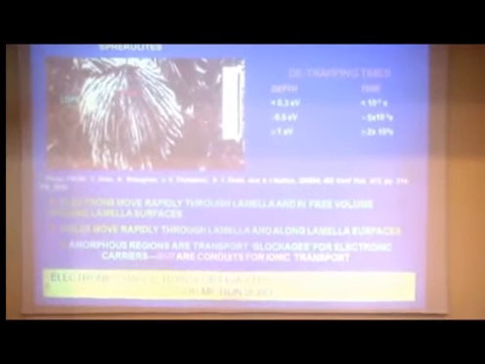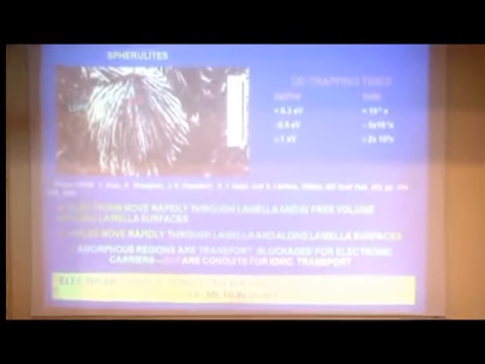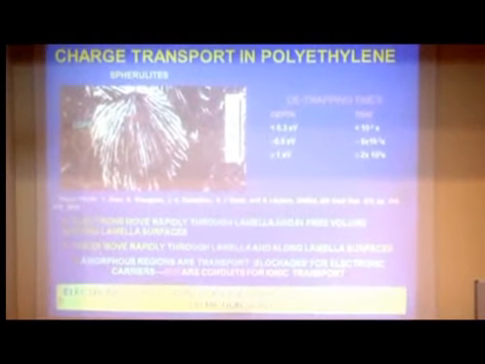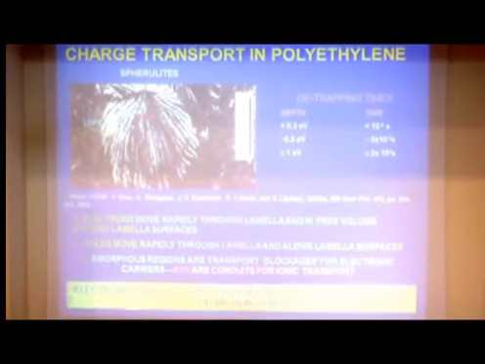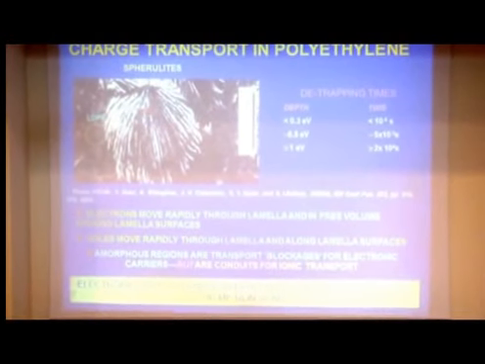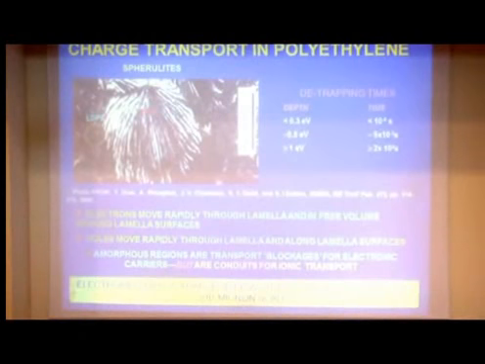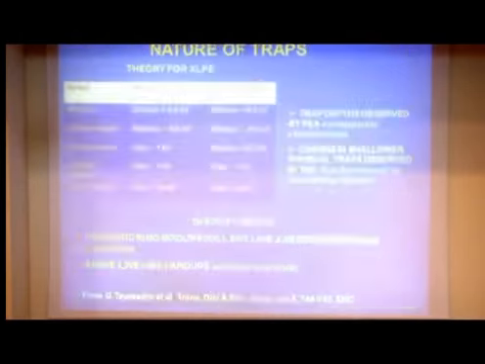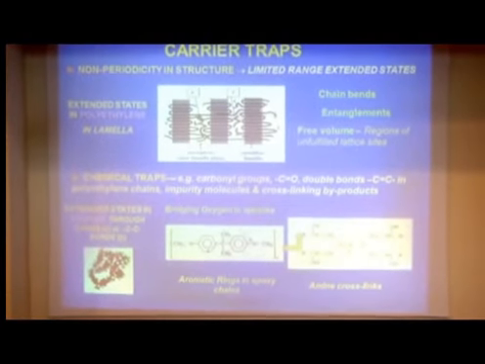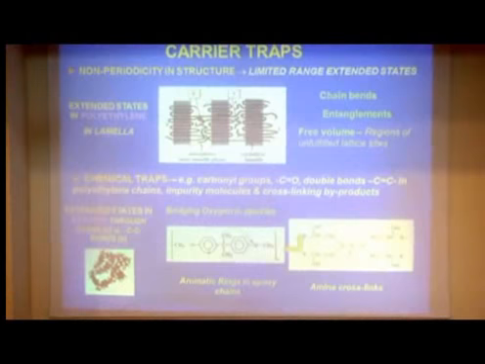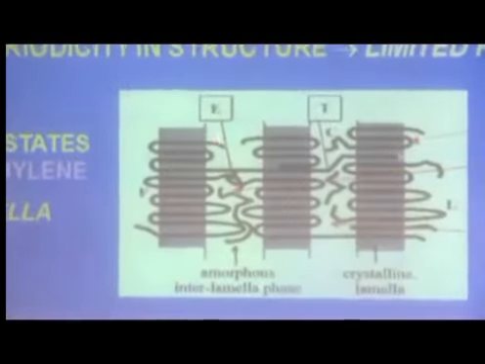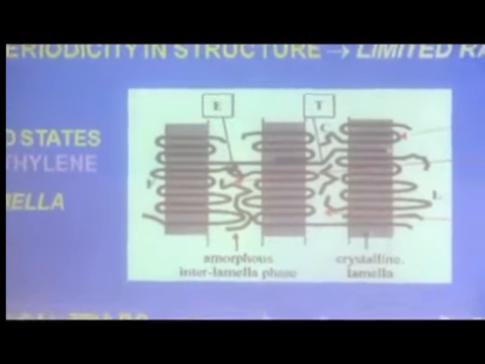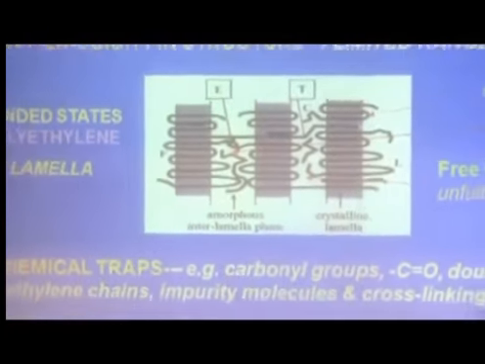When they reach the lamellar surface, which is here, there's no amorphous region that you can see here. Every line is a lamella. When they reach the lamella surface, they have to move to a new chain, but the chains are close together. As we can see here on the surface, the chains are quite close together. So if the field was allowing the carrier to move, it would move reasonably rapidly along the surface.